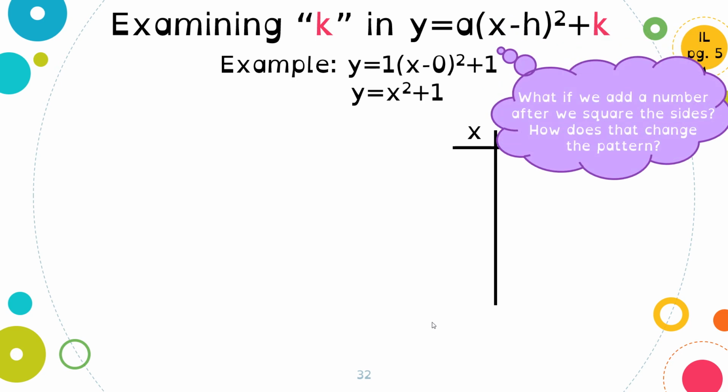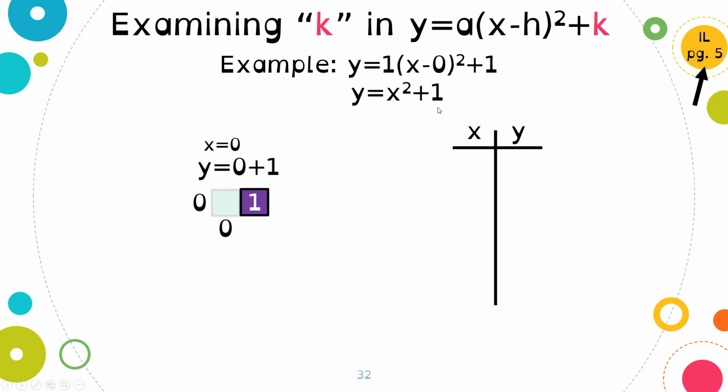So if we're asking what if, we're saying, what if we add a number after we square the sides? How does that change the pattern? We're doing the same idea: x is still our side length, y is still our area, but we're going to add a unit to it. We're just going to use the example of 1. We didn't have to use 1, but it keeps our numbers simple. Our h is still 0. Our a is still 1. We're not changing those. We're just changing our k, and we're going to look at this example if our k was 1.